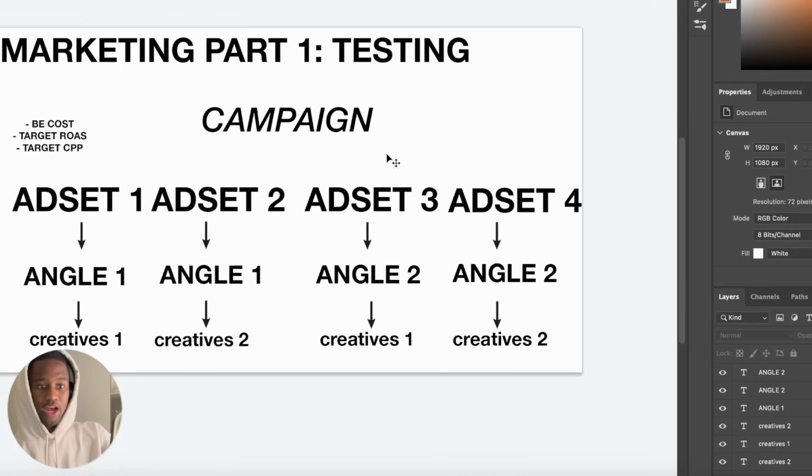Because remember guys, this is how I set up the campaign. Campaign, ad set 1, ad set 2, ad set 3. Angle 1, creative 1. Angle 2, creative 1. Angle 2, creative 2, right? So basically the angle is essentially targeting a different segment of the market.